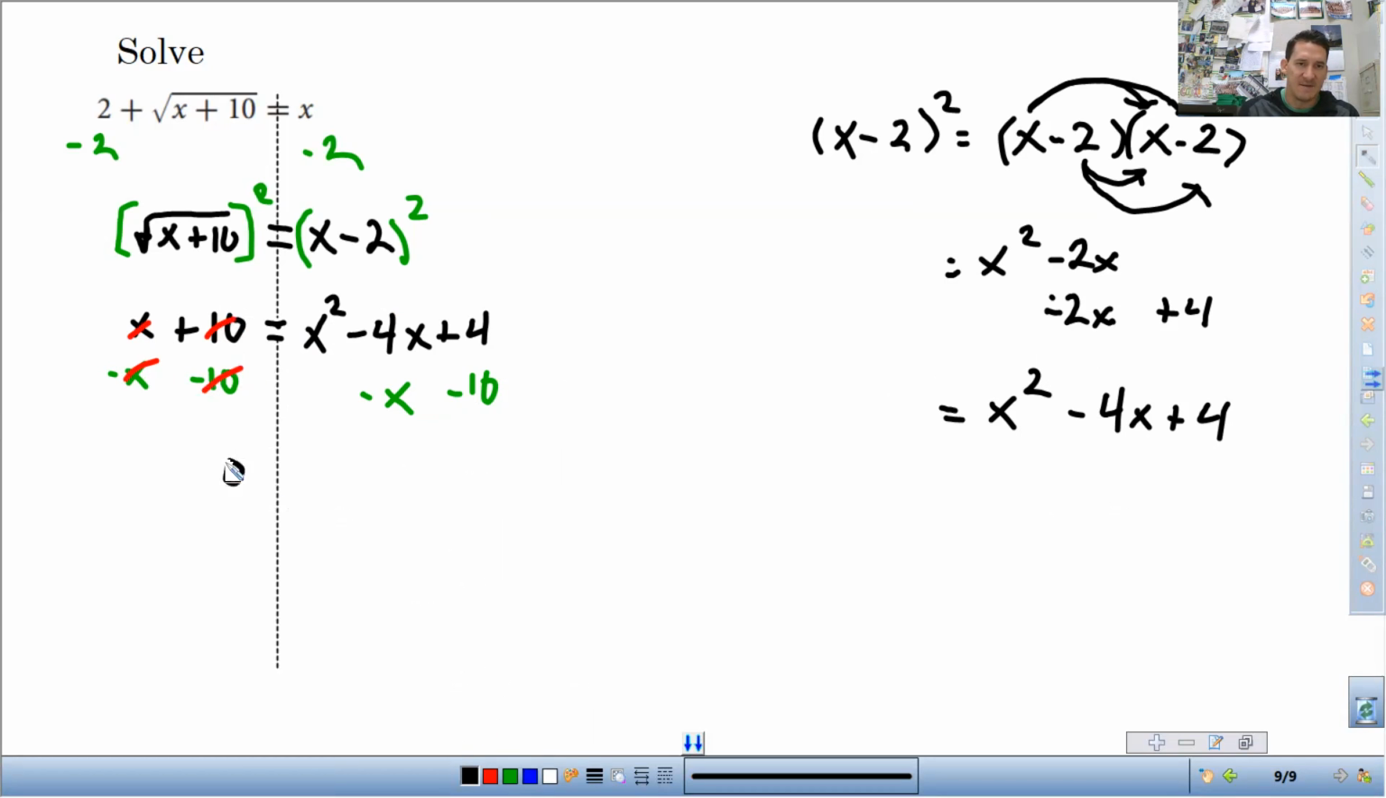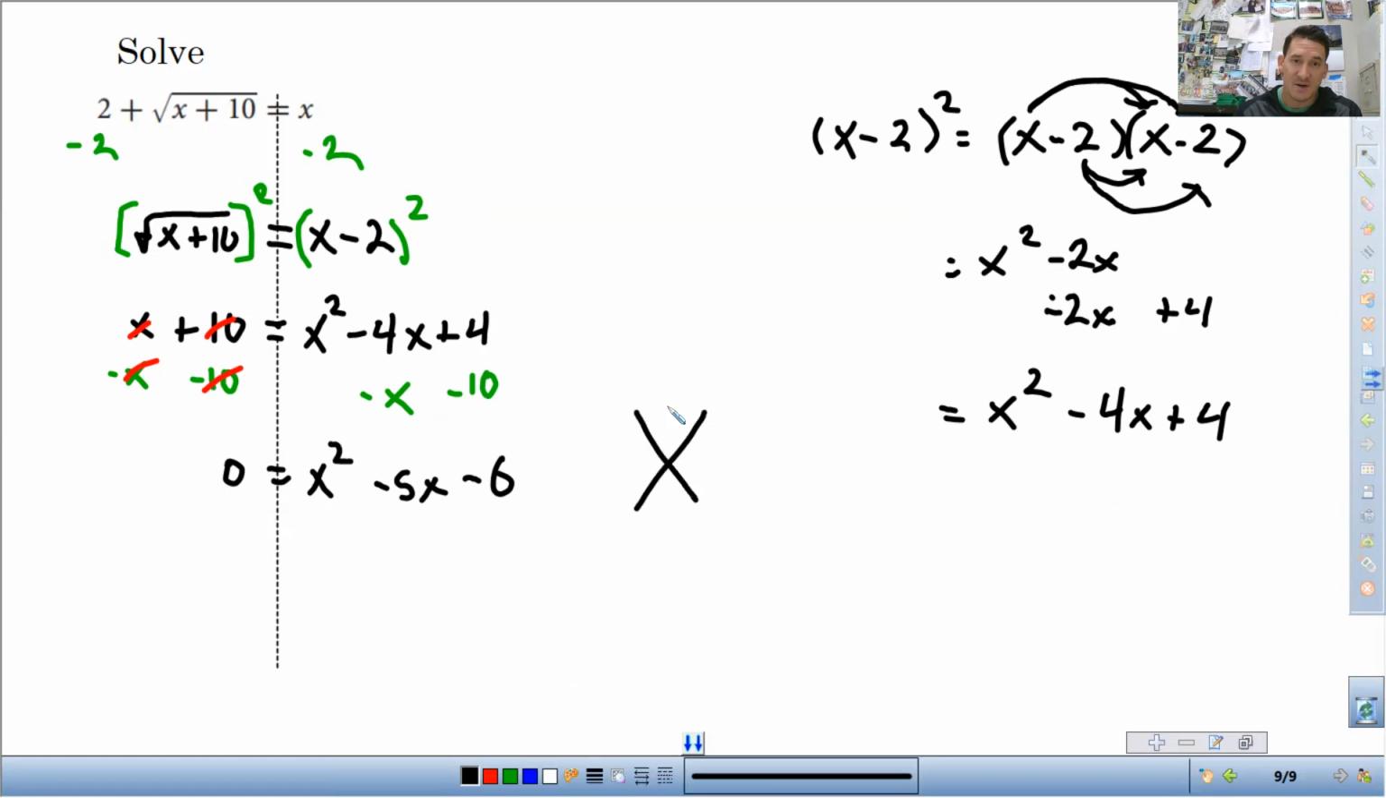So on the left side, I have 0 is equal to x squared. Negative 4x minus x is negative 5x. 4 minus 10 is negative 6. That is a 10, not a 16. That is better handwriting. All right.